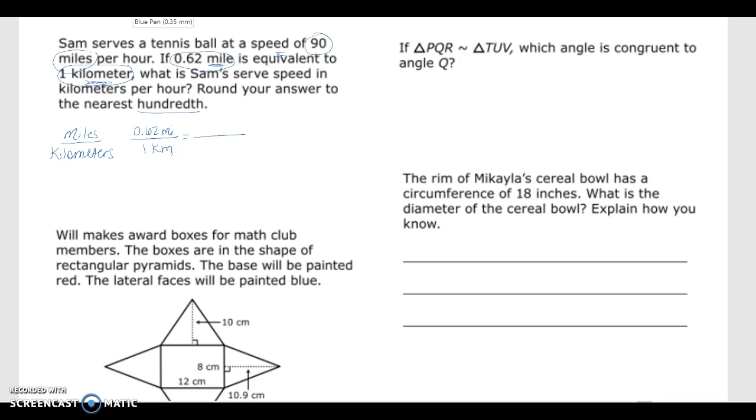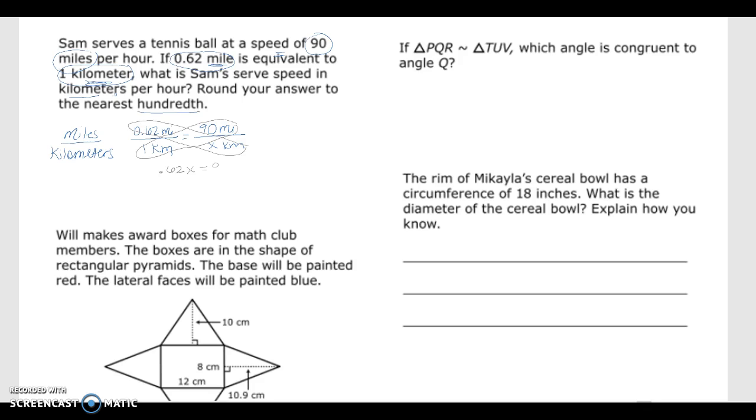And it says he serves at a speed of 90 miles per hour. What is it in kilometers? So 90 miles, again miles on top, and we don't know what the kilometers are. So once you have a proportion, every time you have a proportion, you're going to do your cross product. I always do the one with my variable first. So I have 0.62x equals 90 times 1.